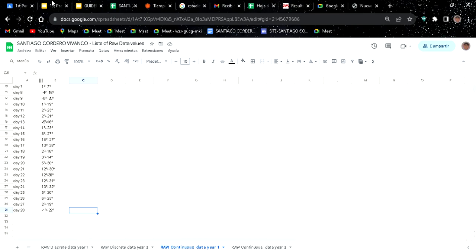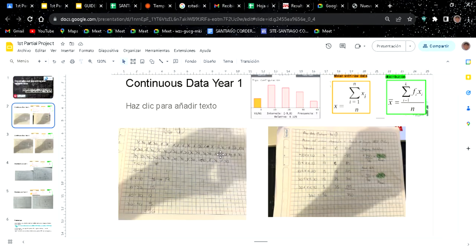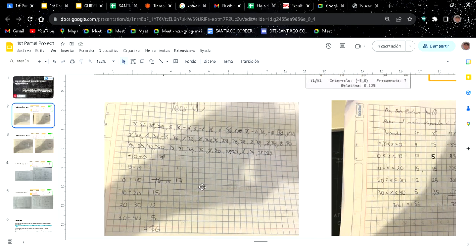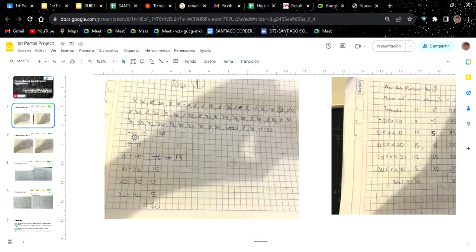Then I write all of that data here, and then I classify all of the data. For example, here, from less 10 to 0, we have 7 data, and then from 0 to 10 we have 7 data.